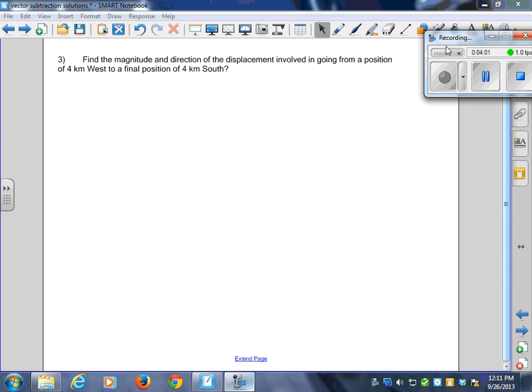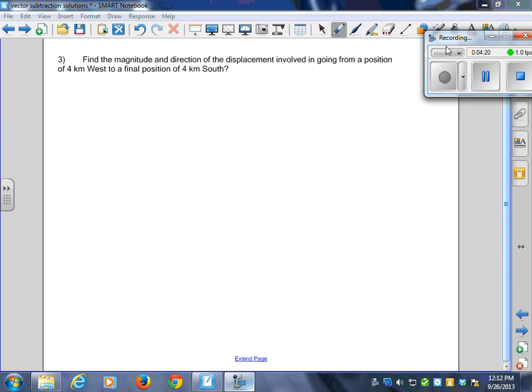Let's continue with number 3. Find the magnitude and direction of the displacement involving going from a position of 4 kilometers west to a final position of 4 kilometers south. Now, it doesn't say of Dauphin here. We can assume it's of Dauphin if we want. It can be any old town at all. It doesn't really need to be. I've sort of extended the question a little bit here.